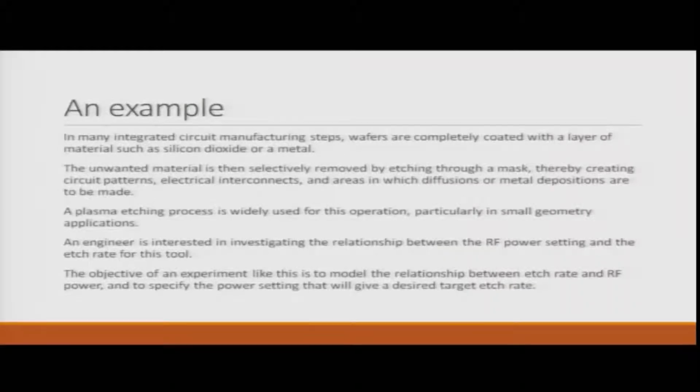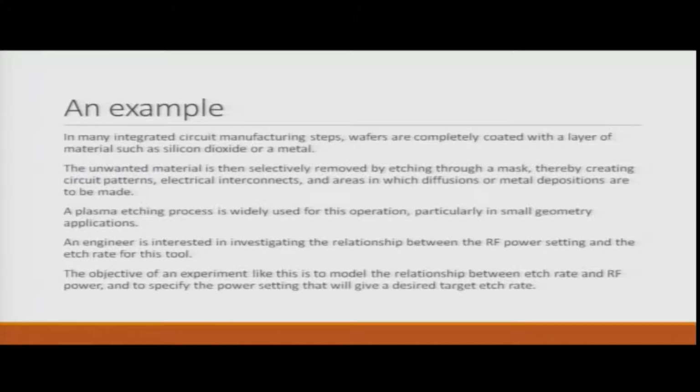So, unwanted material is selectively removed by etching through a mask, thereby creating circuit patterns, and electrical interconnections and connections are made, and areas in which diffusions or metal depositions are to be made are done. A plasma etching process is widely used for this operation, particularly in small geometry applications. An engineer is interested in investigating the relationship between the RF power setting and the etch rate for this tool, such that the etching is not too much or not too less.